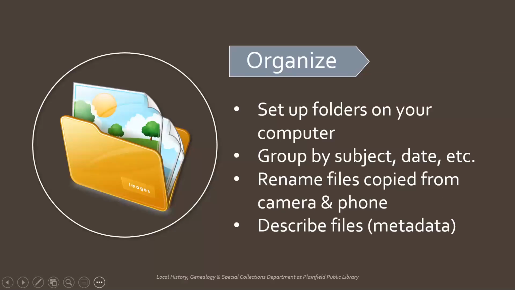which is to organize your digital image files so that you know what they are and you can find particular images easily. You'll want to set up some folders on your computer so that when you offload your images from your camera or phone, they have a place to go. Group images by subject, like family vacations, for instance, or by date or person, whatever works for you. Image files from a camera or phone don't have descriptive file names, so rename the file to reflect what's in the photo. You can also add more description or metadata for each file. The next few slides, I'll show you how you can do this.